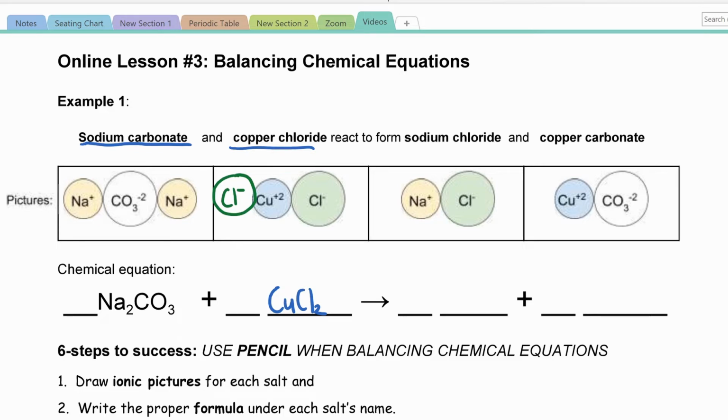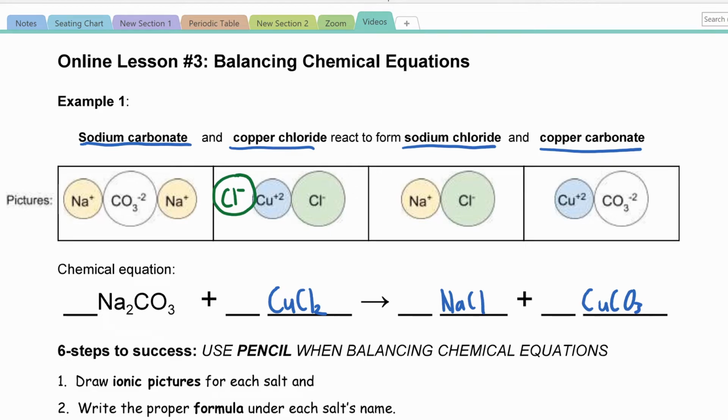Okay, so next up we have our products. First one is sodium chloride. So sodium ions have a +1 charge, chloride ions have a -1 charge, meaning we need 1 of each to make a neutral compound, making our formula NaCl. Finally, we have copper carbonate. Copper ions have a +2 charge, carbonate ions have a -2 charge. We need 1 of each, making our formula CuCO3. Now, are we done?